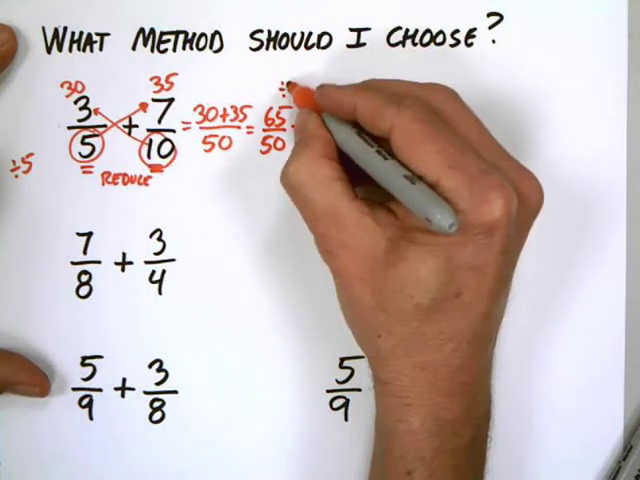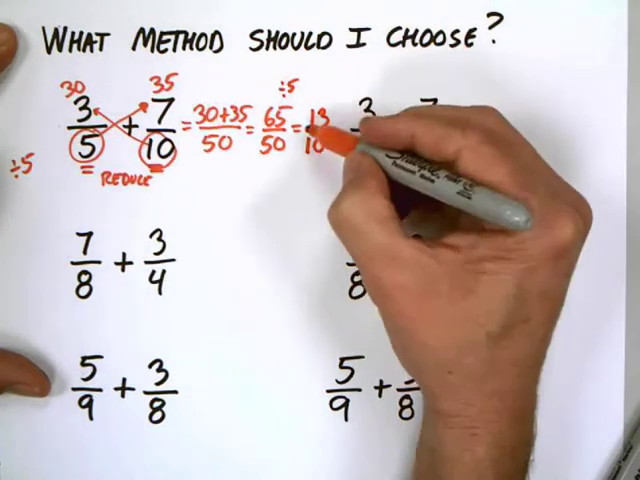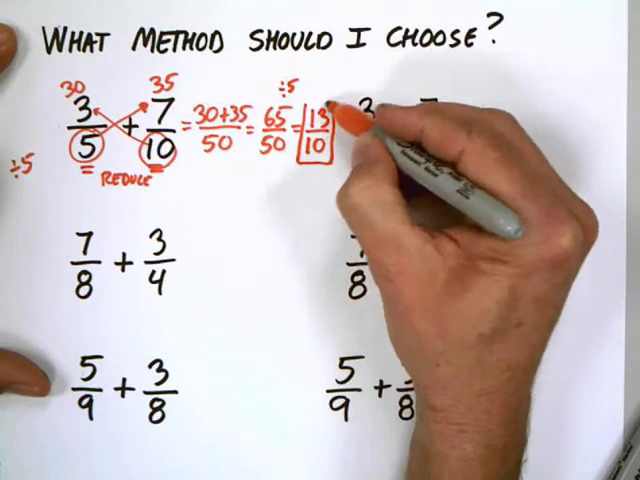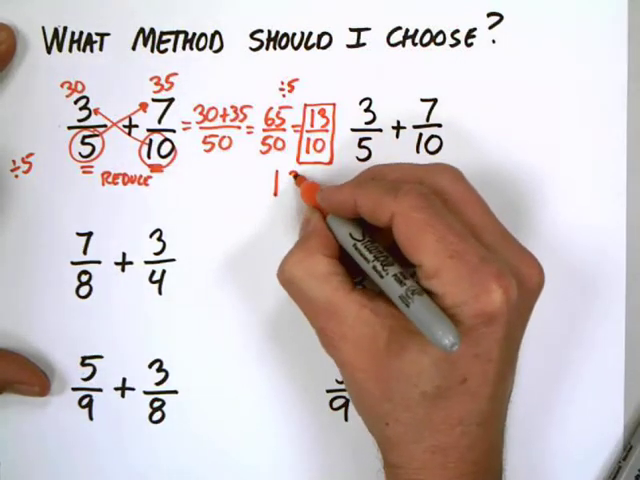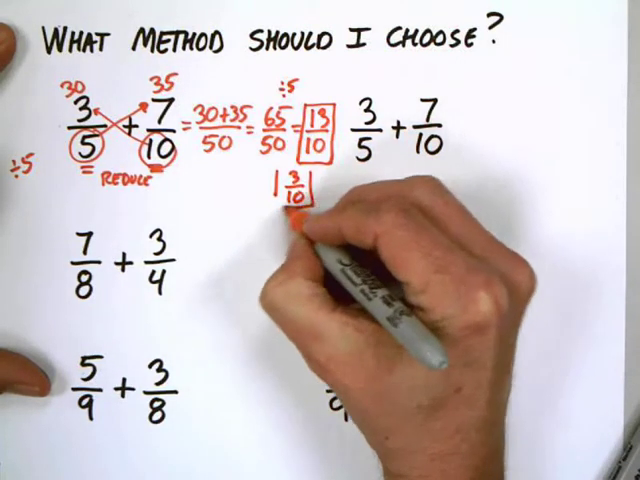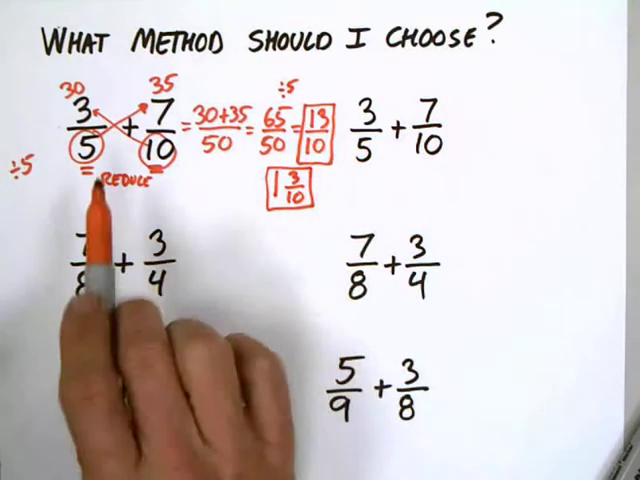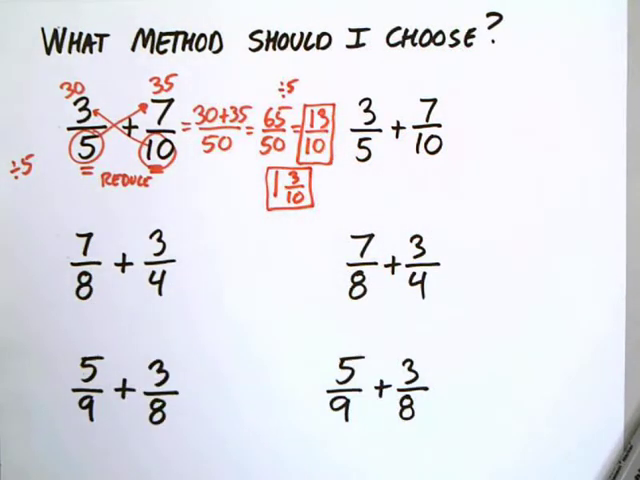So I took a 5 out. And 13 over 10 is a good improper fraction. I'm going to go ahead and leave it like that. You could turn it into a mixed number, 1 and 3/10, if you would like. So Criss-Cross style, there's a lot of work involved. I don't necessarily have to use that method.